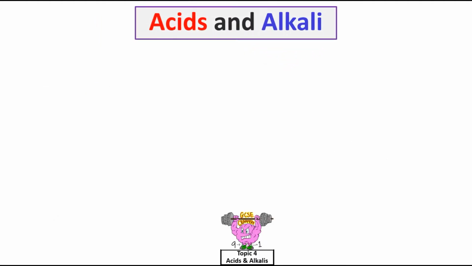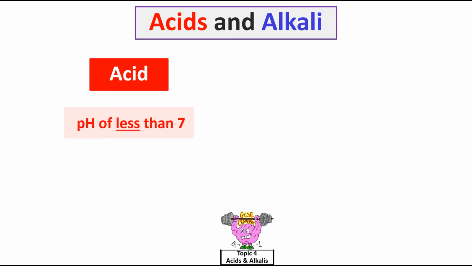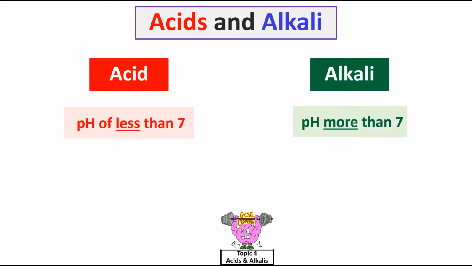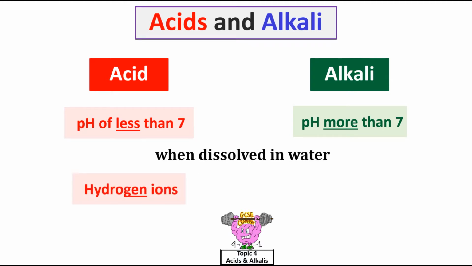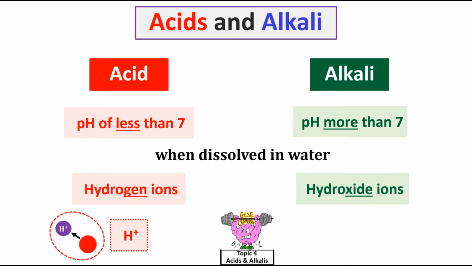Acids and alkalis. An acid is a substance that has a pH of less than 7. An alkali is a substance that has a pH of more than 7. When dissolved in water, an acid will form hydrogen ions, H+ ions. When an alkali is dissolved in water, it will form hydroxide ions, or OH- ions.